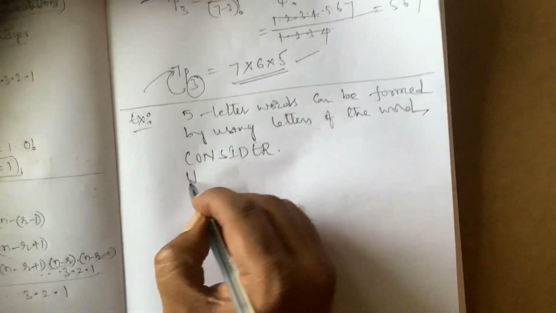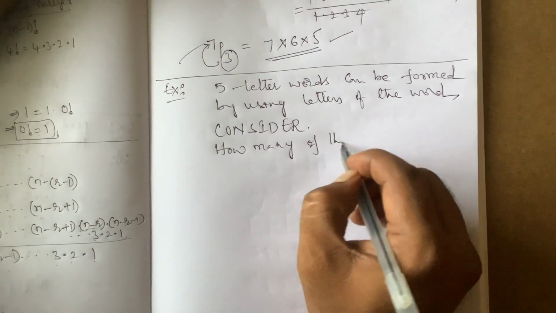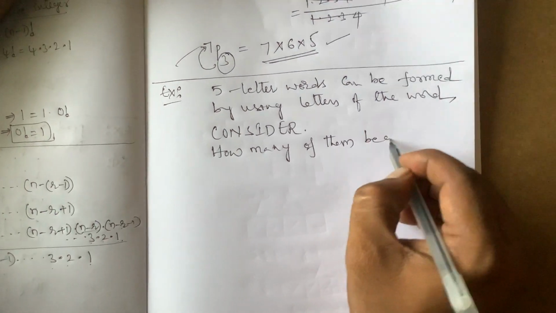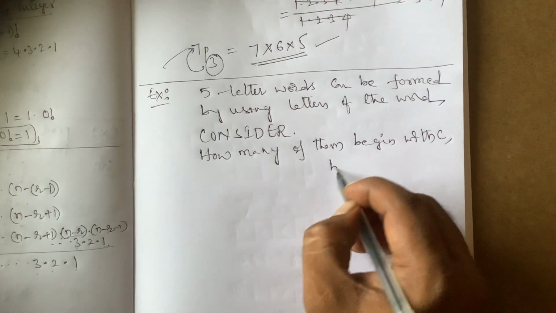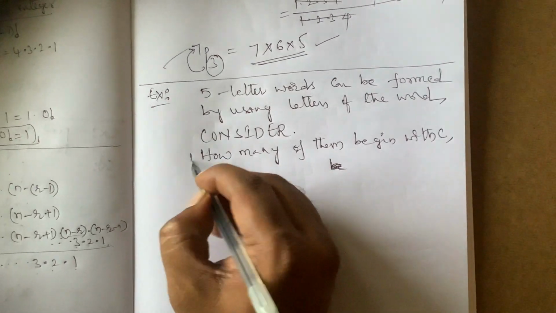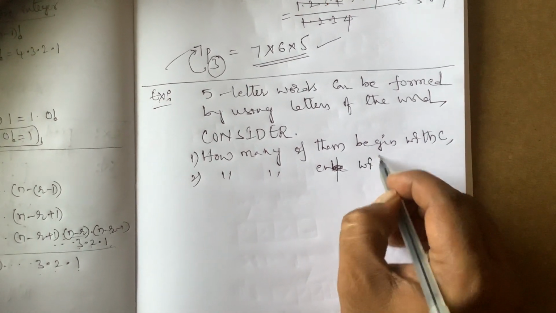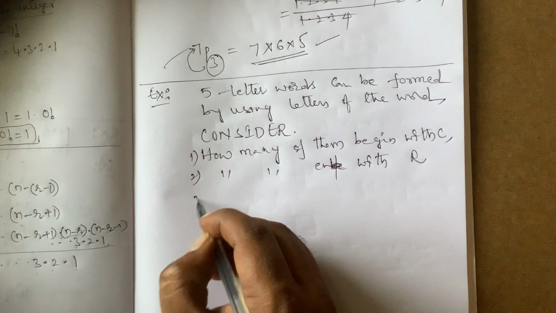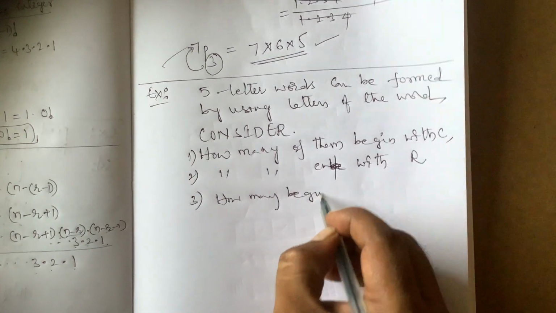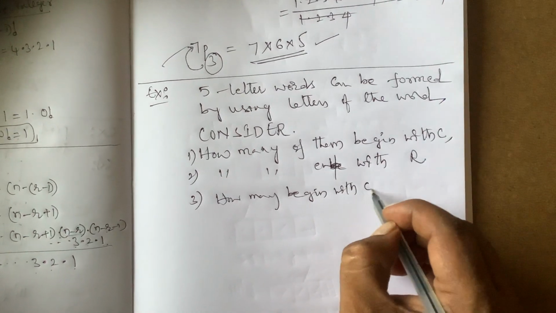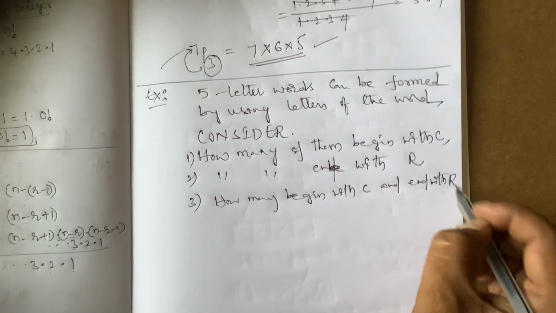Next question: how many of them begin with C? This is the first question. Second, how many end with R? Third, how many begin with C and end with R?